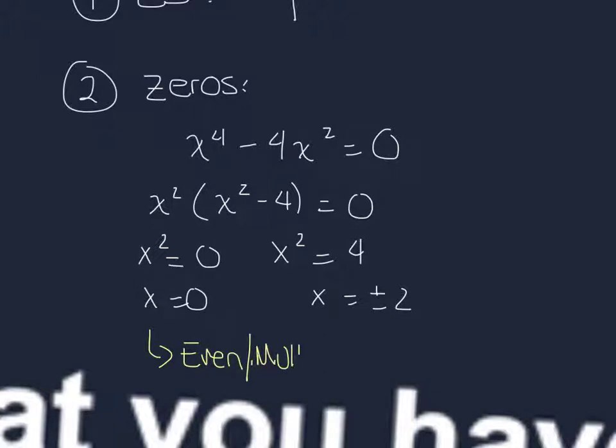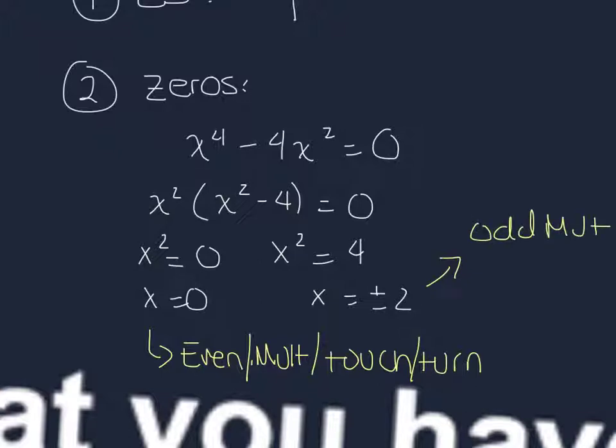Let's just write it out. Even multiplicity, so that means you're going to touch and turn. Here, this is odd multiplicity. Both 2 and negative 2 occur 1 time, so that's odd multiplicity. And what does that mean? That means that you're going to cross when you graph those particular points.